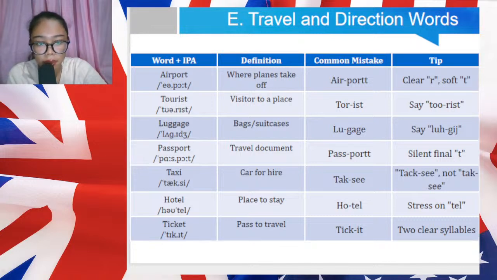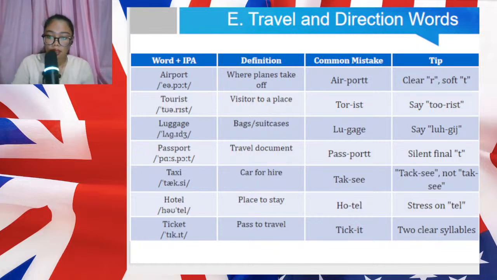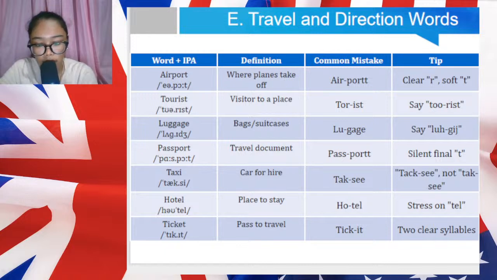Next, we have a very easy one, hotel. Again, hotel. Now, this is our place to stay when we travel. Of course, we stay at a hotel unless we have a home or someone we can stay with. Unless we don't, usually we stay at a hotel. Yes, because this is a place to stay. So people commonly mistake this word and say it differently.